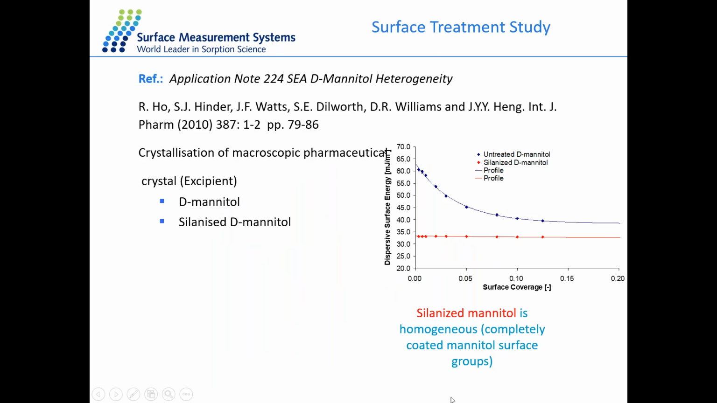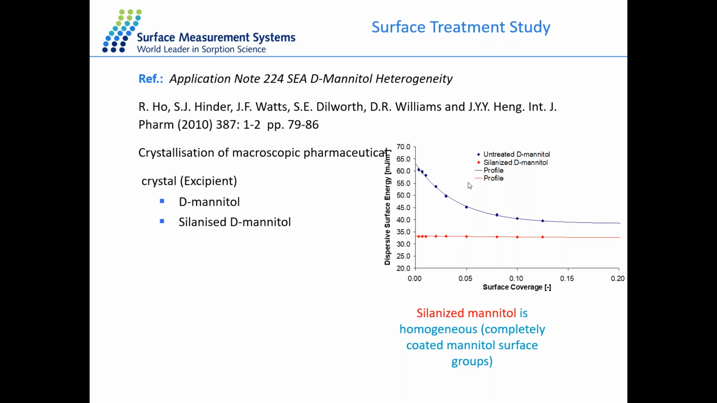So for this example, I'm going to look at surface energy of D-mannitol and its heterogeneity. What this is showing here is the crystallization of pharmaceuticals. So we have D-mannitol and cyanidized D-mannitol. We've carried out a surface energy experiment. What we can see here is our dispersive surface energy, and on the x-axis is our surface coverage. So we've injected at different surface coverages across our sample.